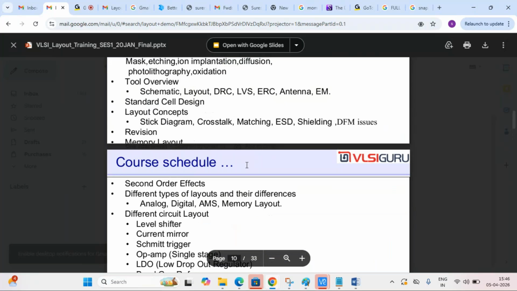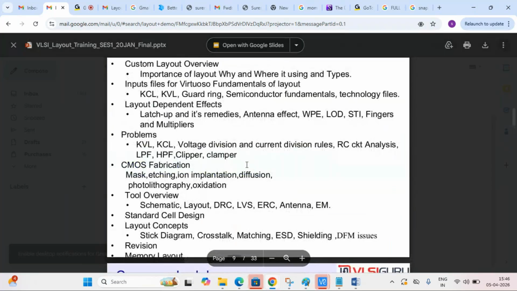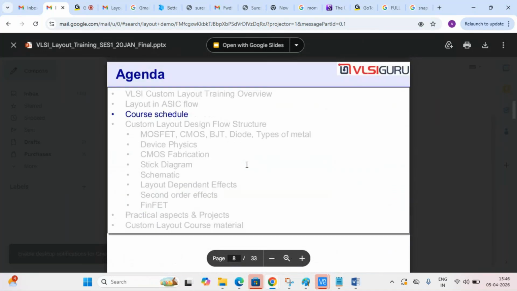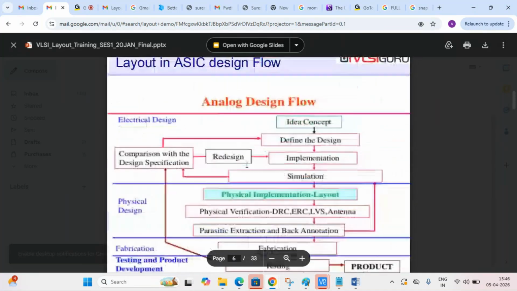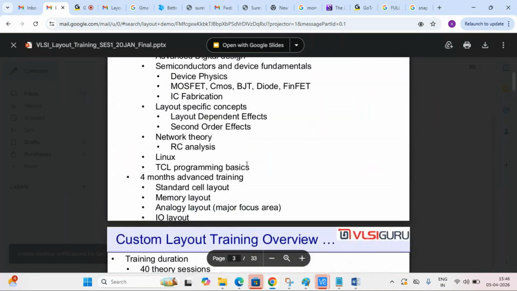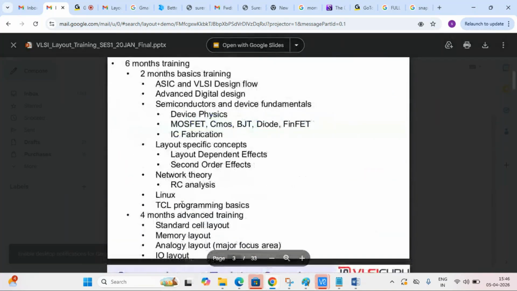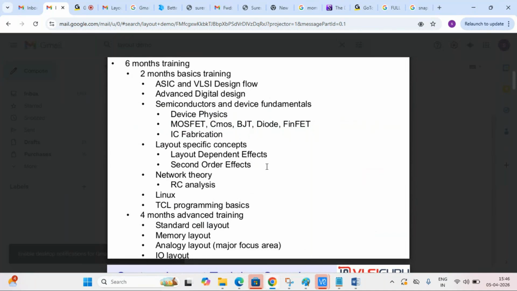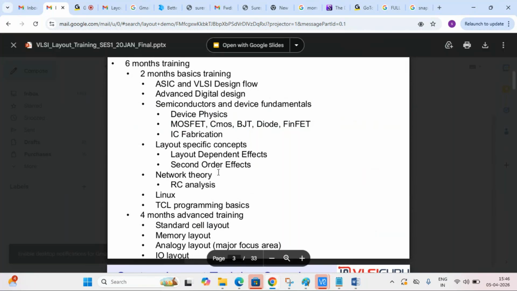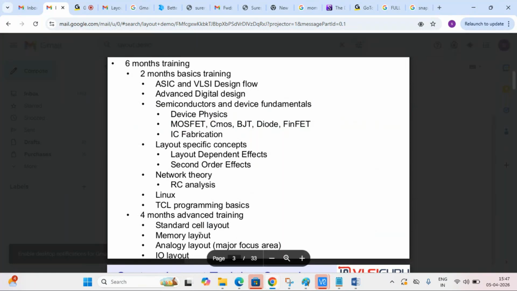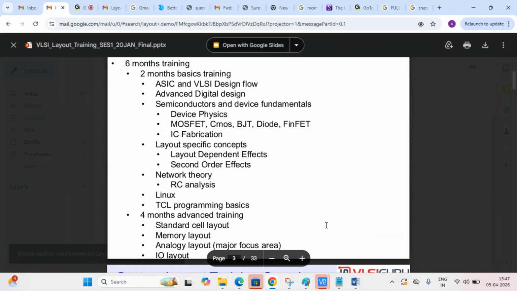So sir, are theory and practical both taken by you? The basics I will not take, advanced I will take. So that 4 month session I will be covering. And in between there are some extra things, Linux, Tcl programming, which will be covered by a different trainer, specialists. So multiple things will be covered. Layout-related basics for 2 months will be covered by one person, who will continue with some lab sessions initially, but for 4 months I will cover both lab and theory.